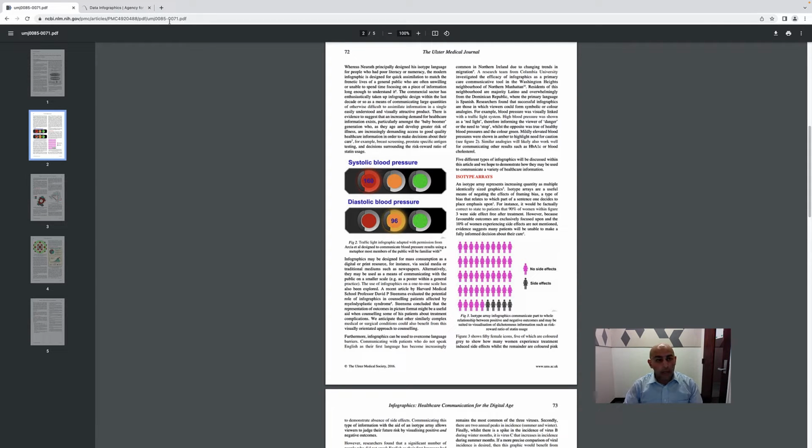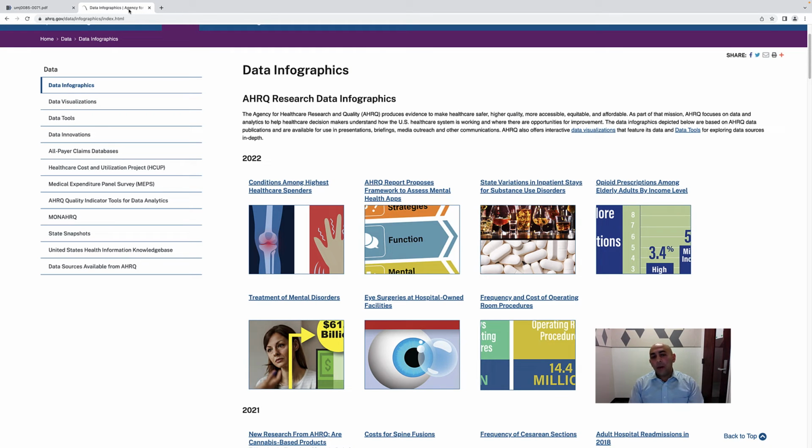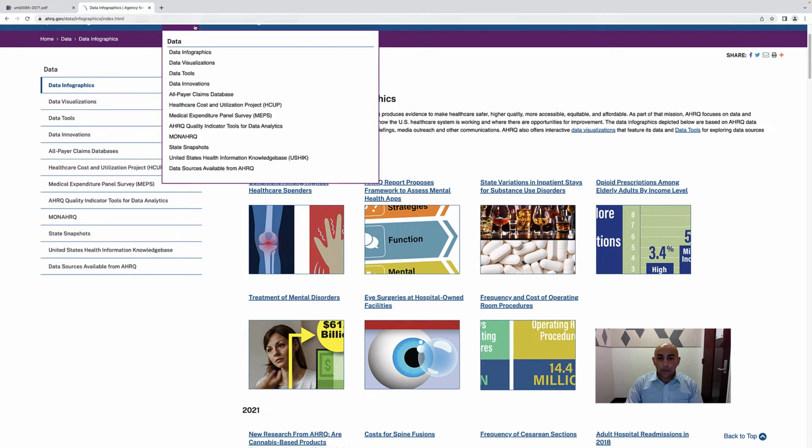This is the power of informatics, something that federal agencies like the AHRQ are already picking up on. They have an entire database on research data infographics, in which they will take common data, common conditions, and extrapolate that information into an infographic that would then allow the public to visualize common known facts in visual forms. Let's take one for example.